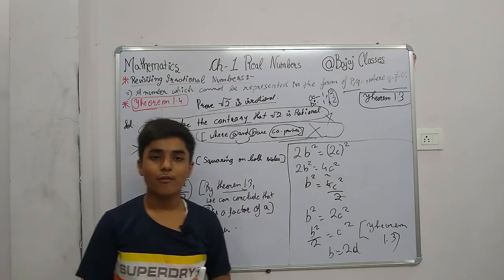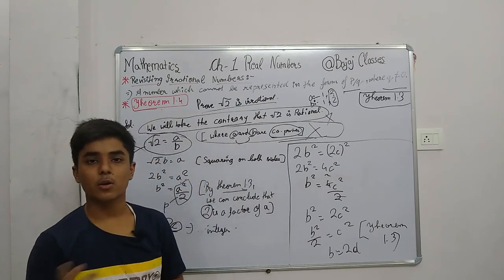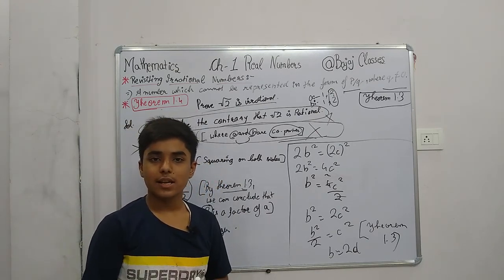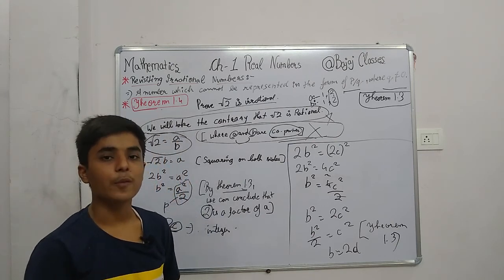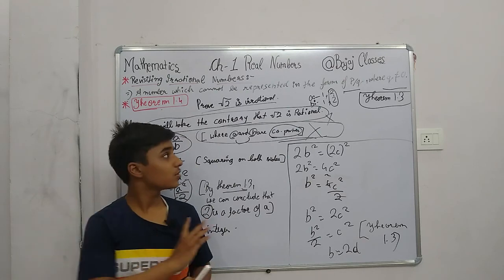So in this lecture I have given you the main concept of irrational numbers, theorem 1.3 and theorem 1.4. In the next lecture we are going to cover the exercise 1.3 question answers, the NCERT questions. So this is all in this lecture.